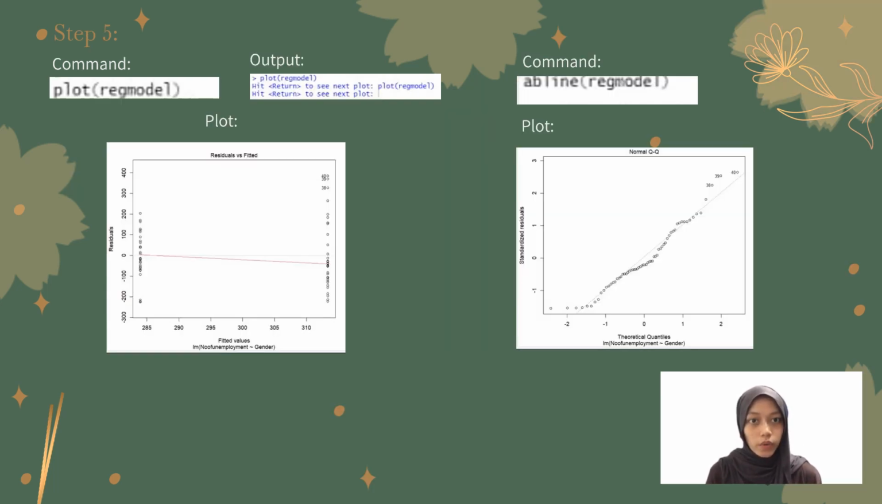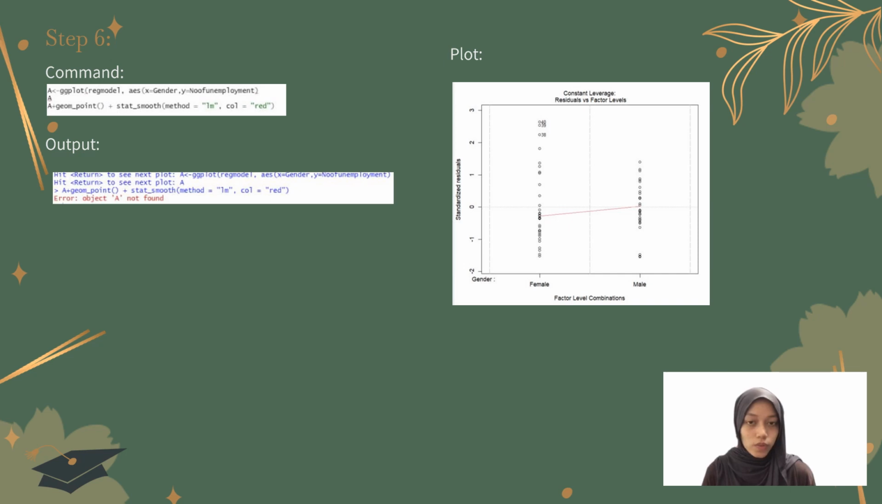We find the regression plot and regression outline. The output will show the plot as in the pictures. Next, we try to find the plot using ggplot. So the command is A equal to ggplot, open bracket, rig model, comma, aesthetic, open bracket, x to gender, and y to number of unemployment, end bracket. We run A and the output will show as in the pictures.